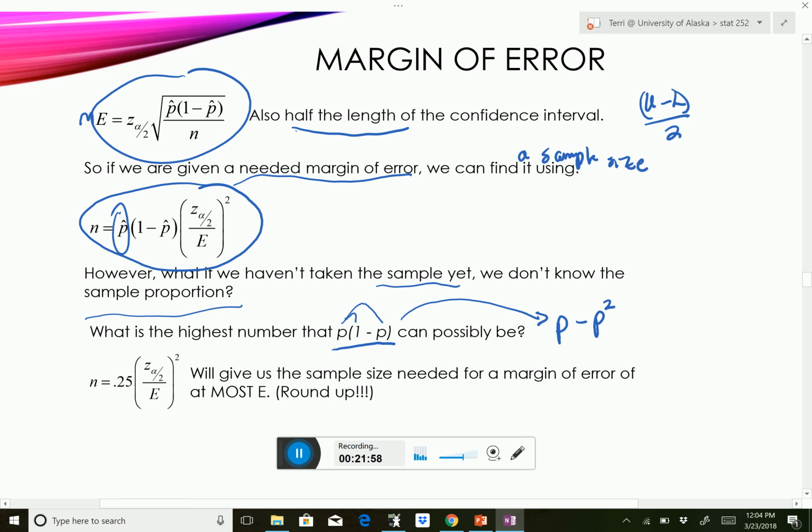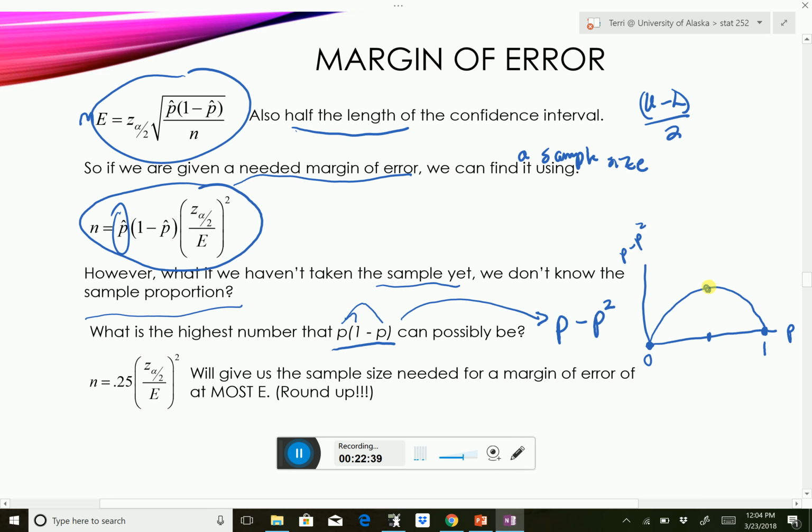If I graph this, it's going to be a parabola, P times 1 minus P, going from 0 to 1, because P is always between 0 and 1, so this is the only place P is going to go. This is P, and this is P minus P squared on the y-axis.